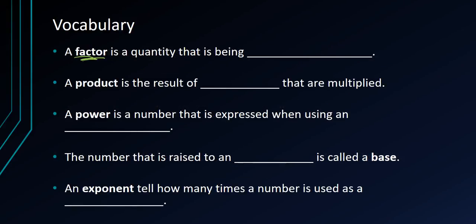A factor is a quantity that is being multiplied. A product is the result of factors that are multiplied. So again, product is the answer to a multiplication problem. A power is a number that is expressed when using an exponent. So for example, 3 to the 4th. That whole thing is called a power.